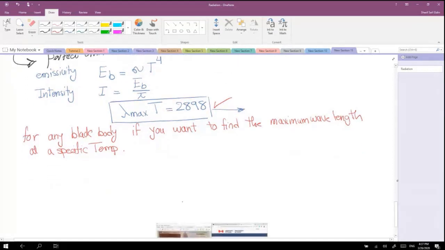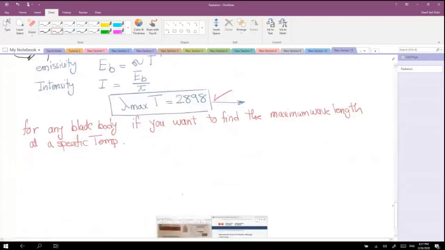And just read about the black body in the lecture, because it's really very important.